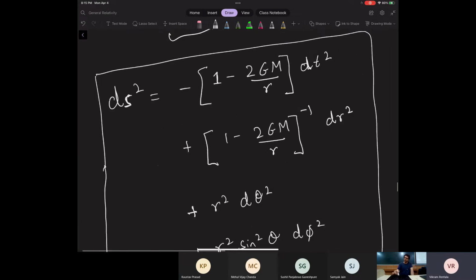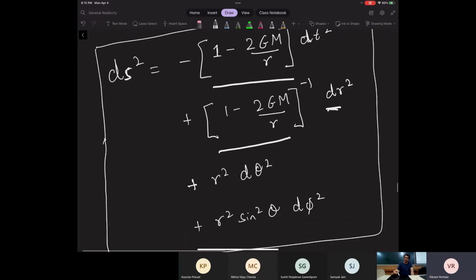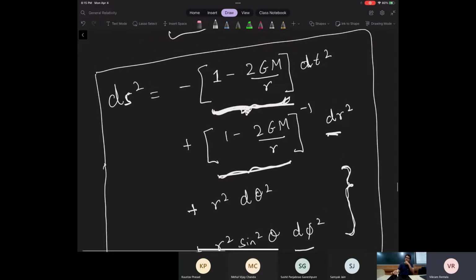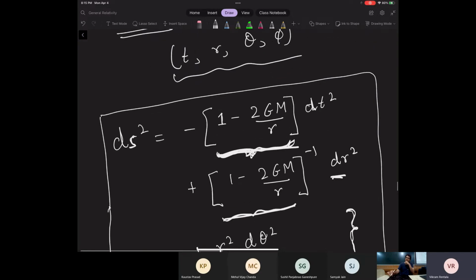So the solution takes this form: minus (1 minus 2GM by r) dt squared, plus (1 minus 2GM by r) inverse dr squared, plus r squared d theta squared plus r squared sine squared theta d phi squared. This part is the same as what you had in regular polar coordinates. This part is new: 1 minus 2GM by r and 1 minus 2GM by r inverse.